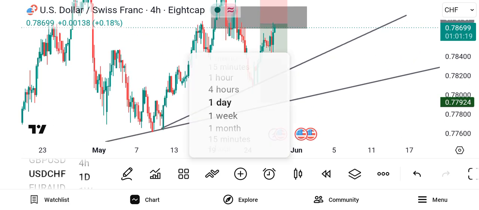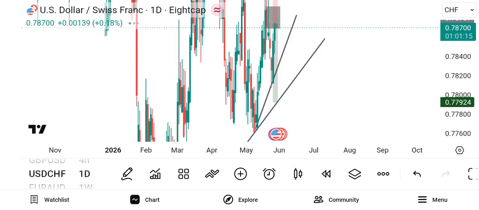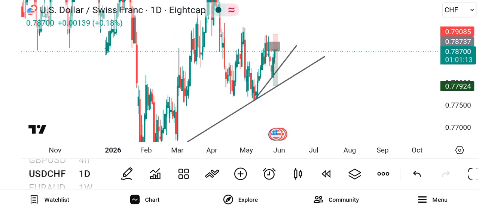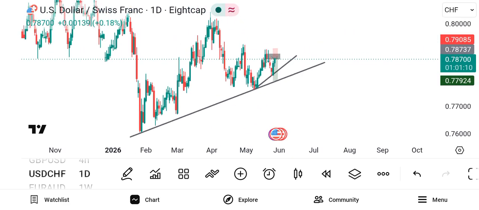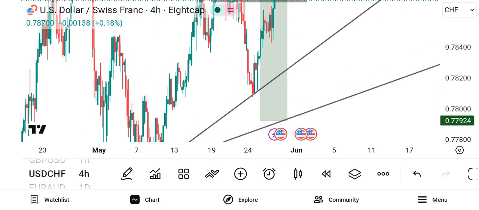If this trade plays out the way I want it, I'll be targeting this particular zone. My target will be a third touch of this trend line. But for now, I will still be keeping my eyes on.